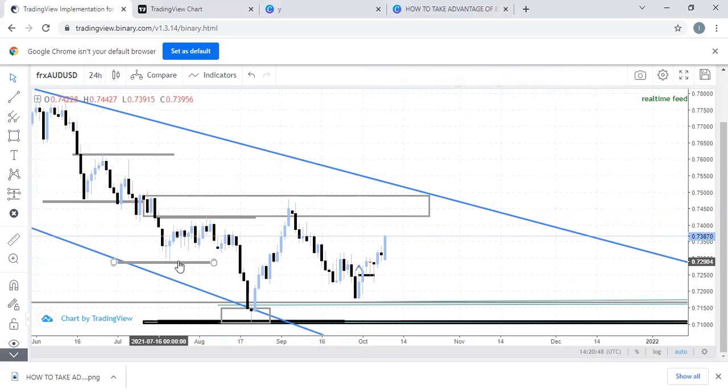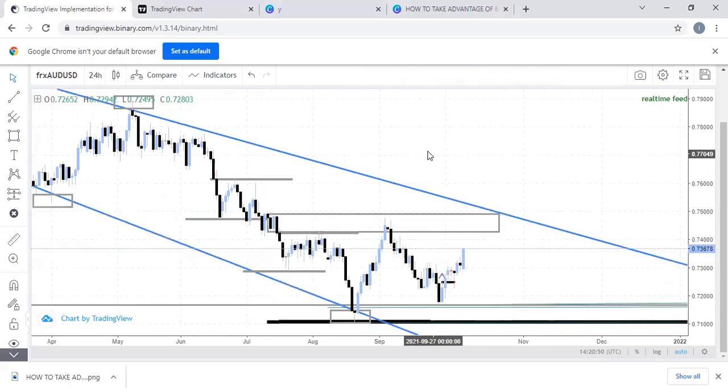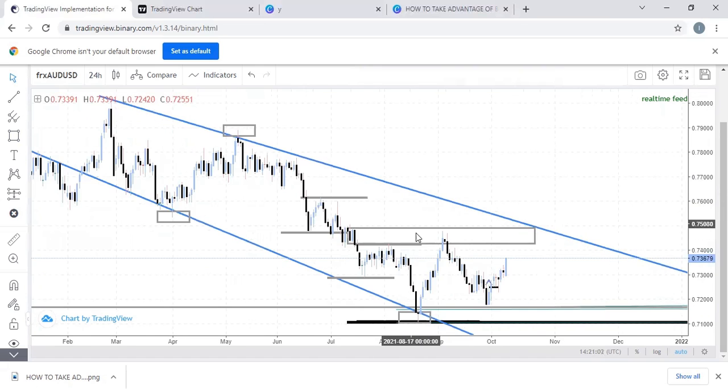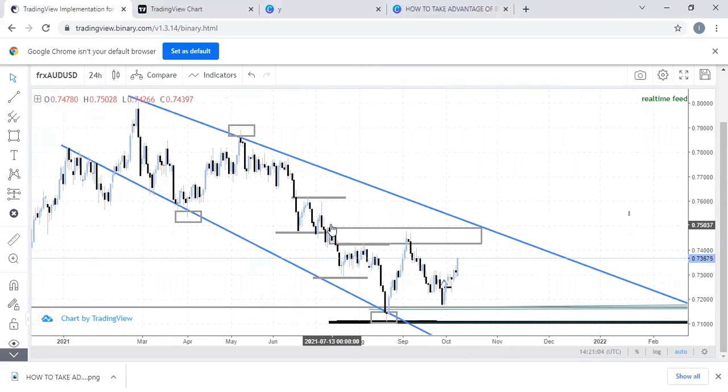Because structure has been taken out by this particular structure. It took this low out to actually make this supply zone valid. Now you would have taken your trade inside this particular region here, right? Inside this region.